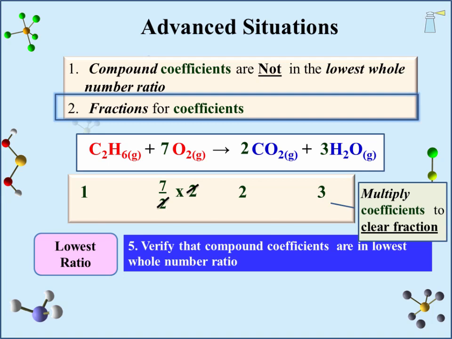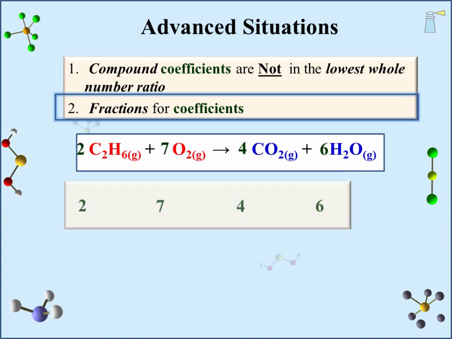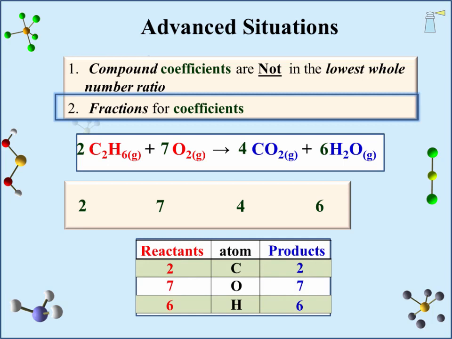number. The 1 needs to be multiplied by the 2, producing a 2 coefficient. The 2 on the carbon dioxide needs to be multiplied by 2, producing a coefficient of 4. And the 3 on the water needs to be multiplied by 2, producing a coefficient of 6. Now the ratio of coefficients is the lowest whole number ratio. Returning to the tally and updating the values shows the equation still to be balanced.